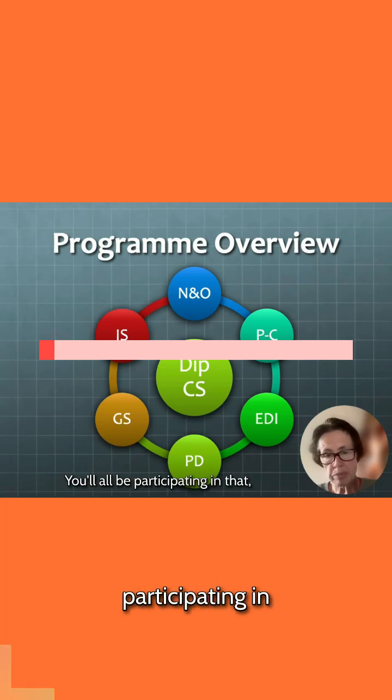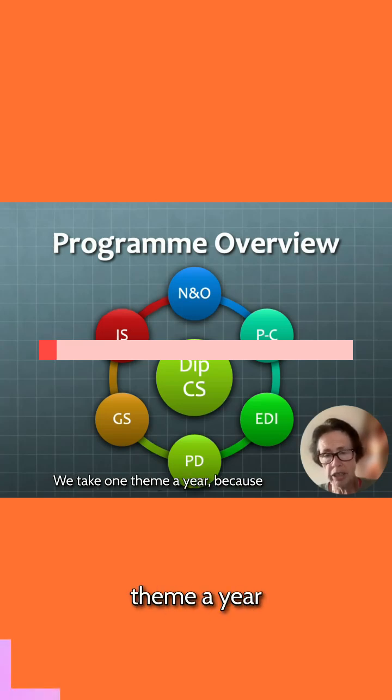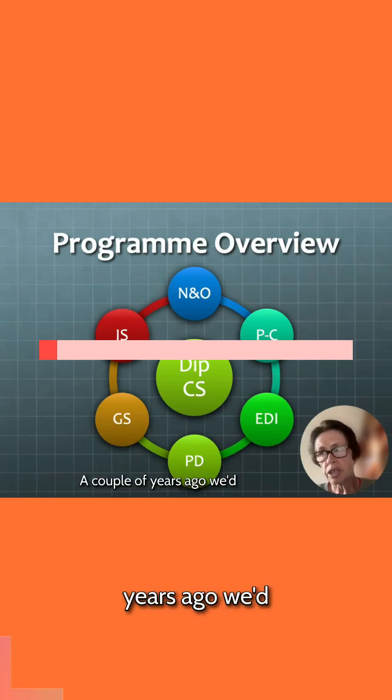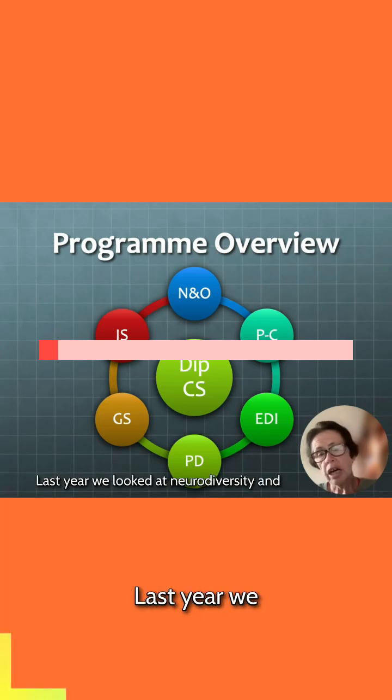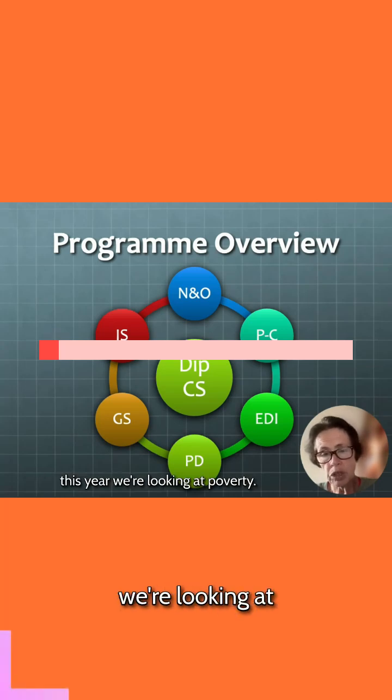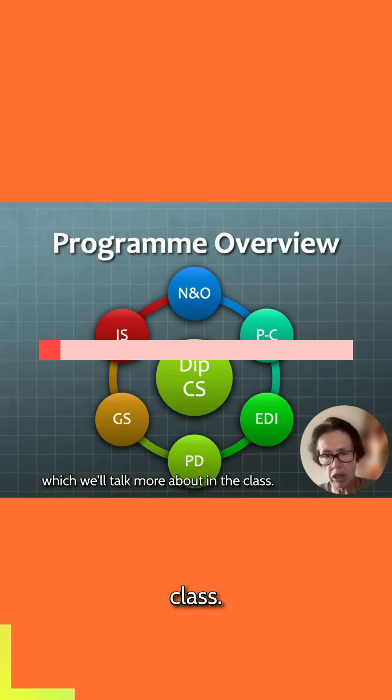You'll all be participating in that, in bringing different elements to that, and we have somebody in to talk to the group. We take one theme a year, because obviously the area is so huge. A couple of years ago, we did sexual orientation and gender. Last year, we looked at neurodiversity, and this year we're looking at poverty. You'll also be contributing to that in the Diversity Bazaar, which we'll talk more about in the class.